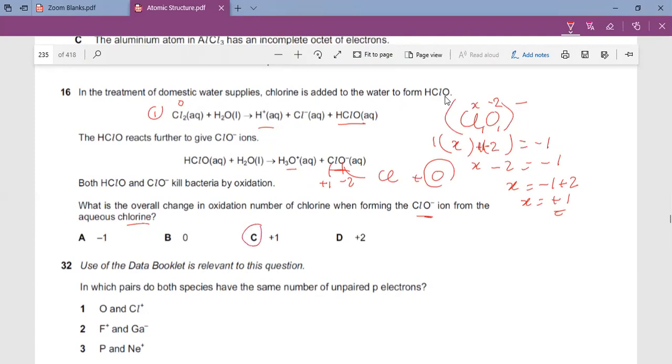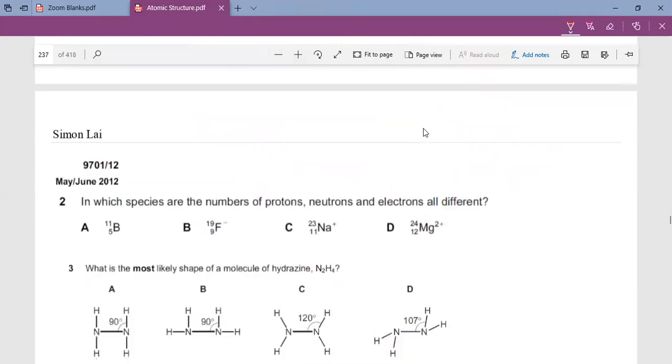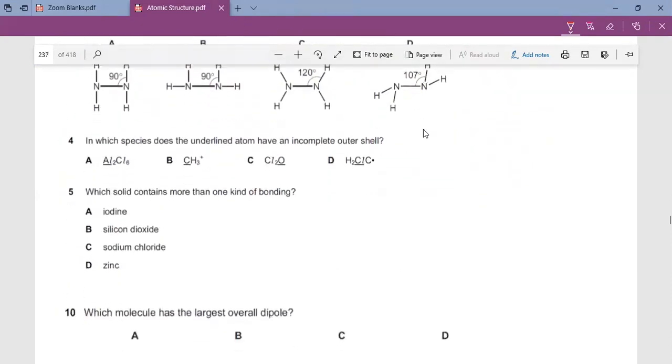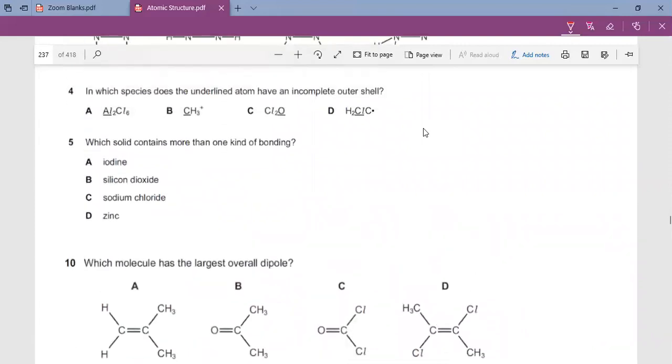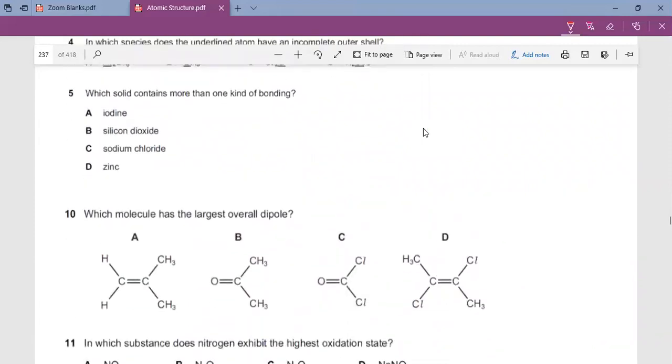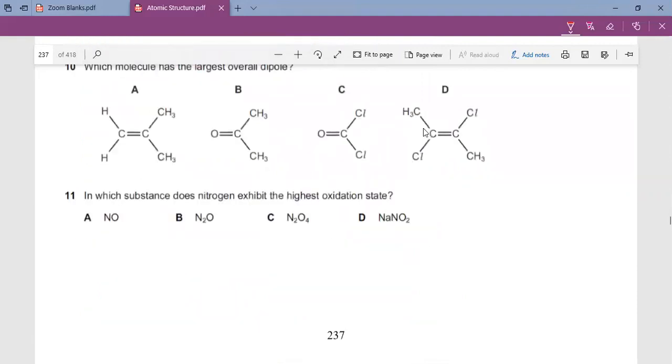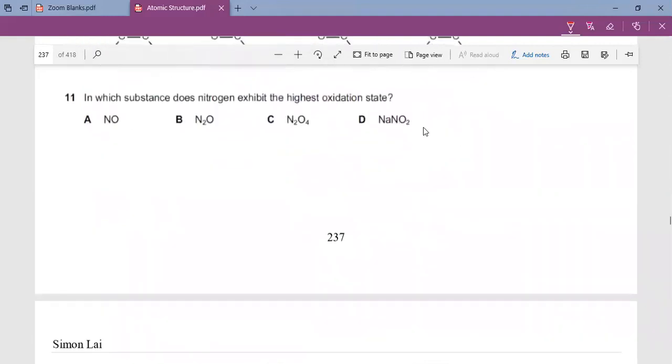Okay, all right. Another one. Question 237. In which substance does the nitrogen exhibit the highest oxidation state? Can you work it out or not? Okay, I'll just work it out for you. Of course, it's this one here. It's very simple.